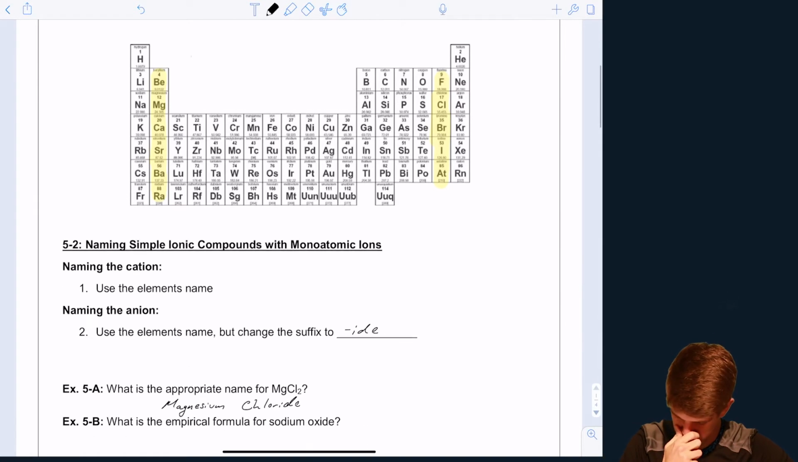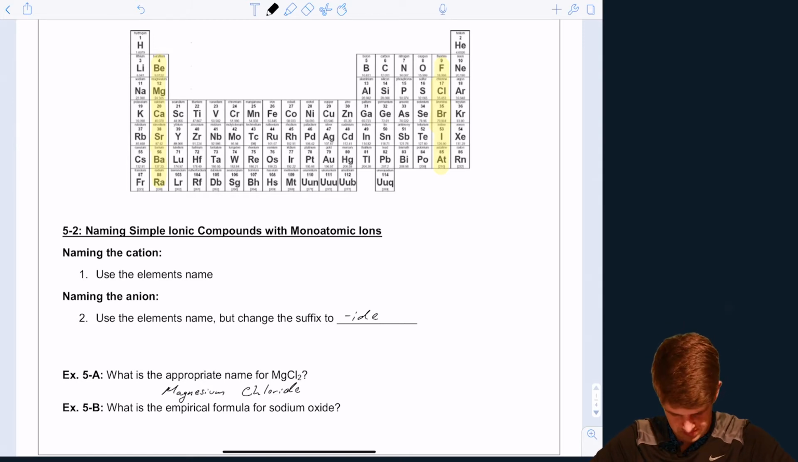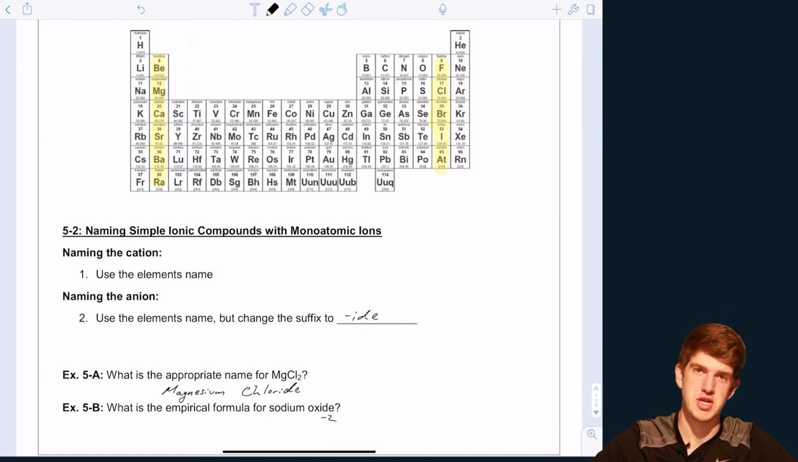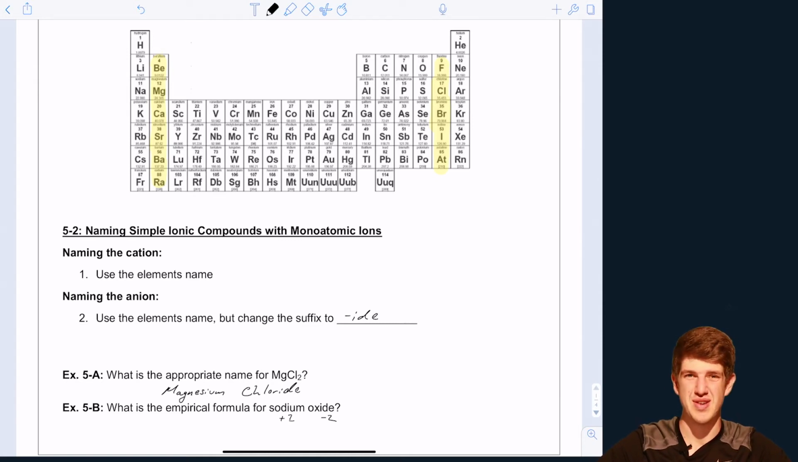And what is the empirical formula for sodium oxide? Well, oxygen has a -2 charge, and I know sodium, which is in group 1, has a +1 charge. I'm going to need 2 sodiums to balance out the oxygen. So it would be Na2O. And it says empirical, which means the lowest whole number ratio. So Na2O, I can't break that down any further without getting a decimal, so I know that's the final empirical formula.